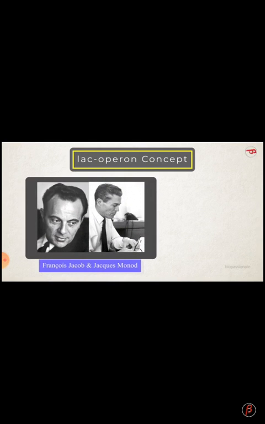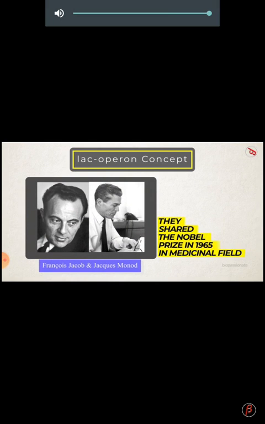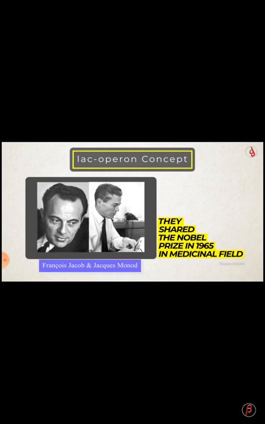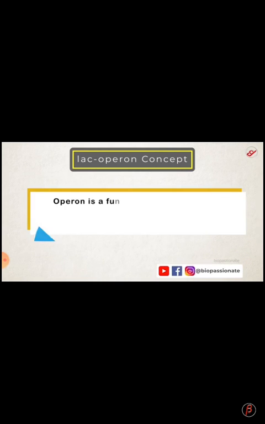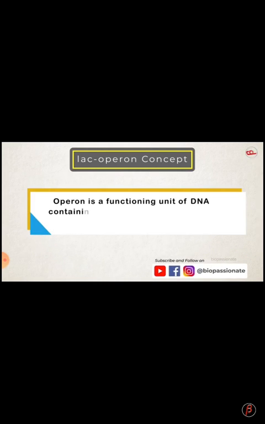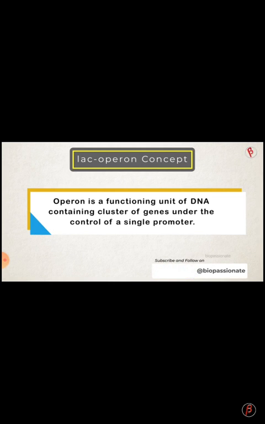And they shared the Nobel Prize for their tremendous work. What is an operon? An operon is a functioning unit of DNA containing a cluster of genes under the control of a single promoter. The operon concept explains the metabolism of lactose in prokaryotes. It consists of various genes that help in lactose metabolism by producing different enzymes.